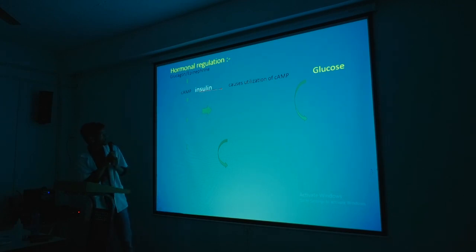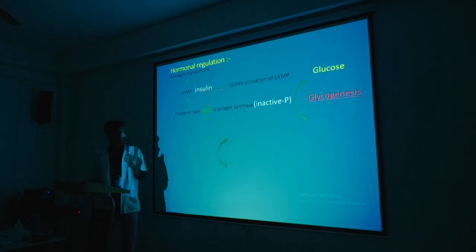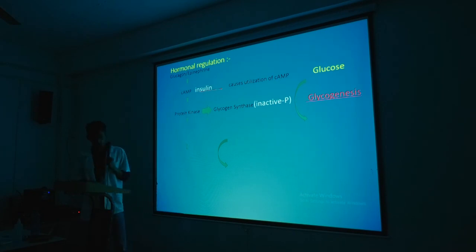Glucagon increases cAMP, while insulin causes utilization of cAMP. Protein kinase converts glycogen synthase to the inactive phosphorylated form. This process is called glycogenesis. So phosphorylase kinase acts on glycogen.